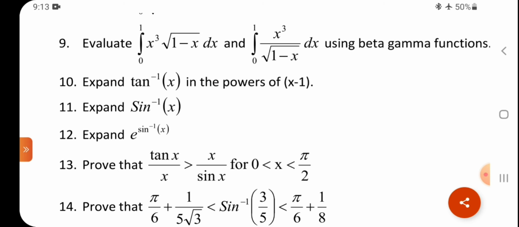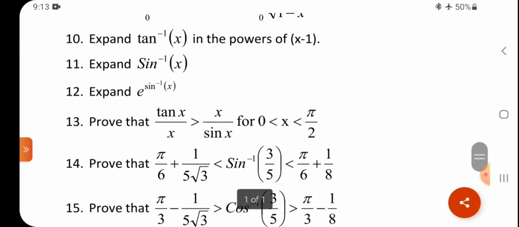Whenever you are calculating the different derivatives of e power, it is very simple. You write down e power as it is, into the derivative of that power. So just calculate your expansion.